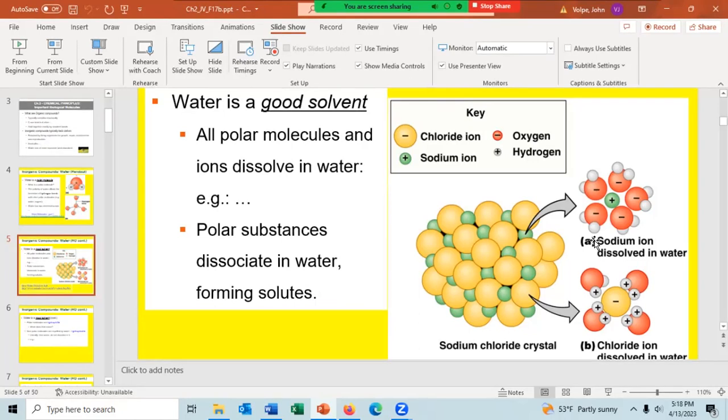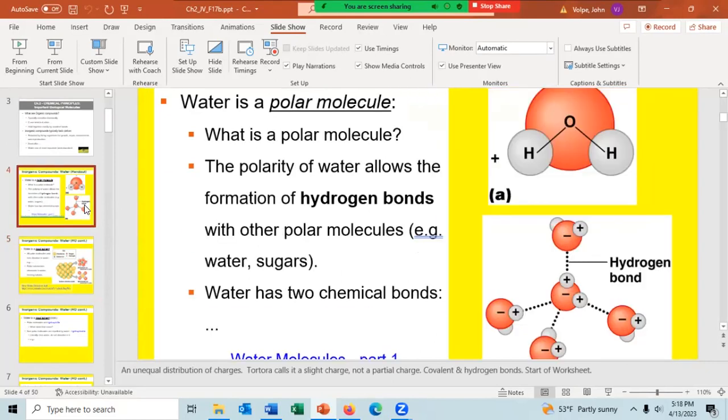How do I want to show a polar molecule? What we could do for showing a polar molecule is, excuse me, still have my frog in my throat.